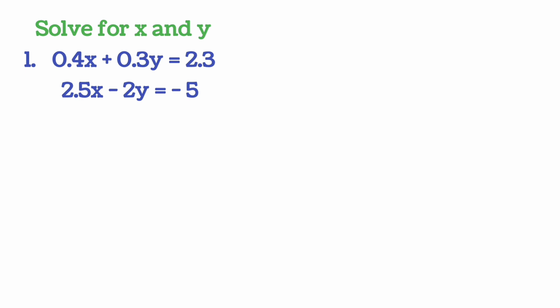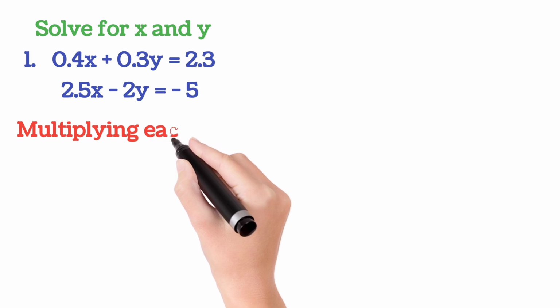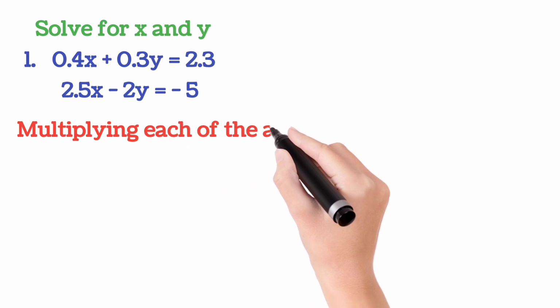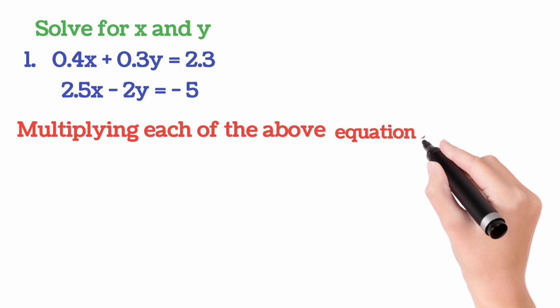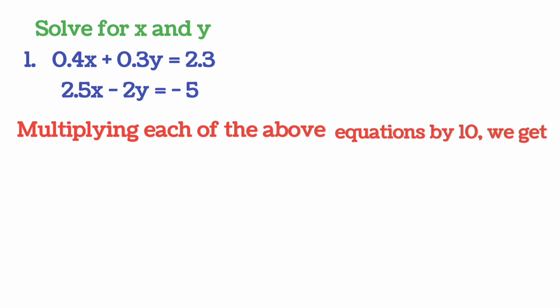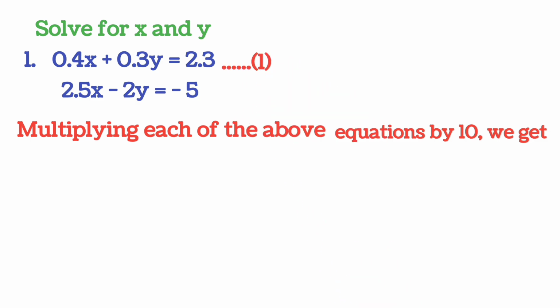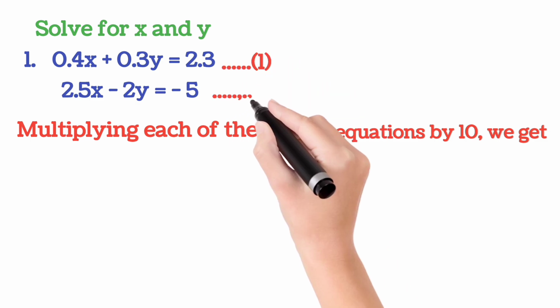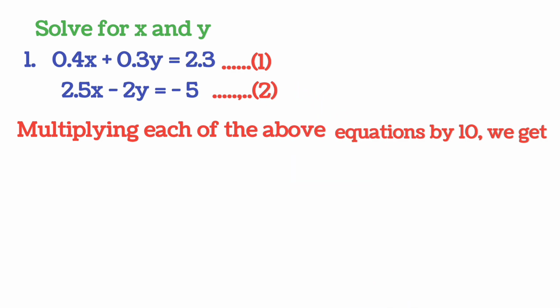You notice that one digit after the decimal point is there, and we have to remove this decimal point. So what will we do? We will multiply both the equations by 10. One digit after the point is there, so we multiply by 10 so that the point will shift one digit to the right side. So the point is removed. So what will we get?